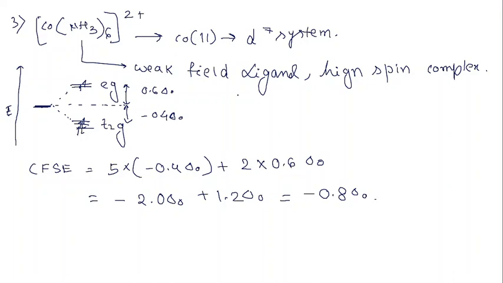So first, what are the things we have to remember? First, we have to know what is the geometry of the complex. Then we have to know the ligand environment and nature of the complex. These things are important to solve this kind of questions. Now I am moving to the next question.